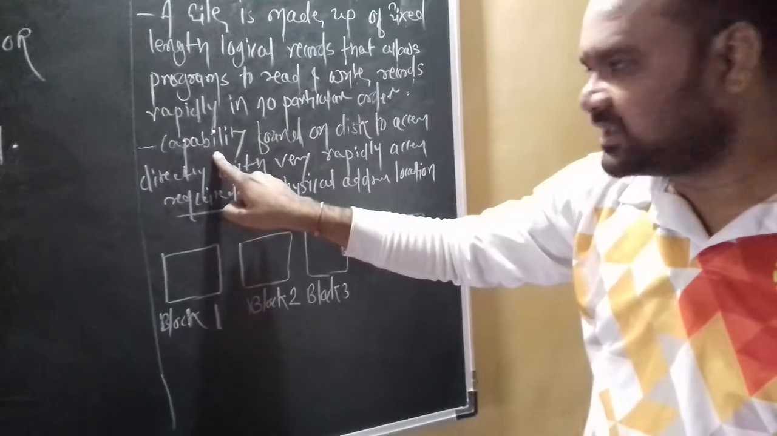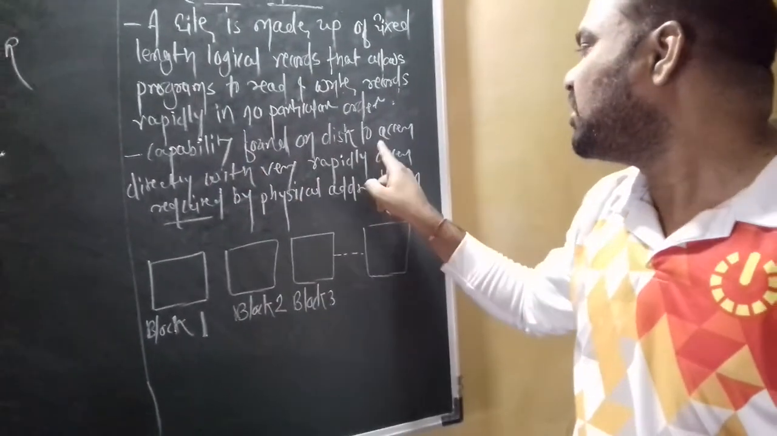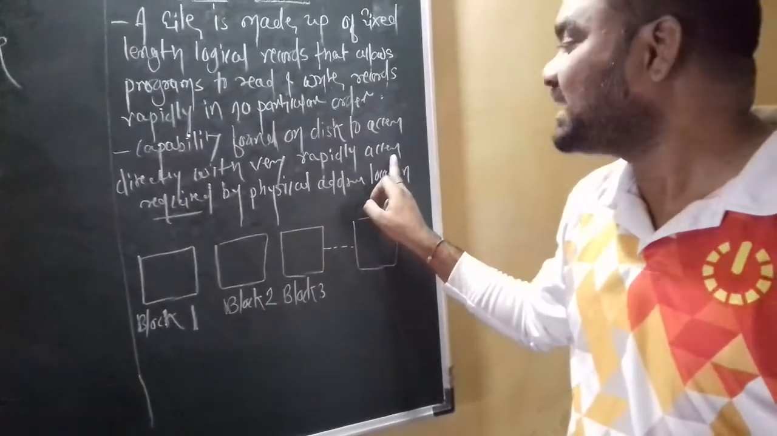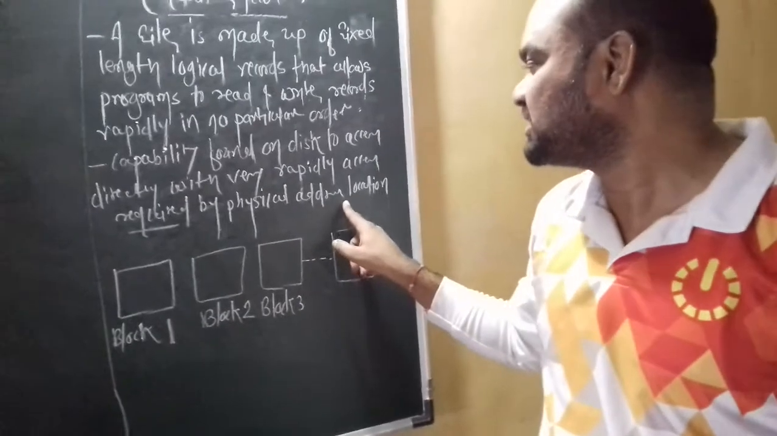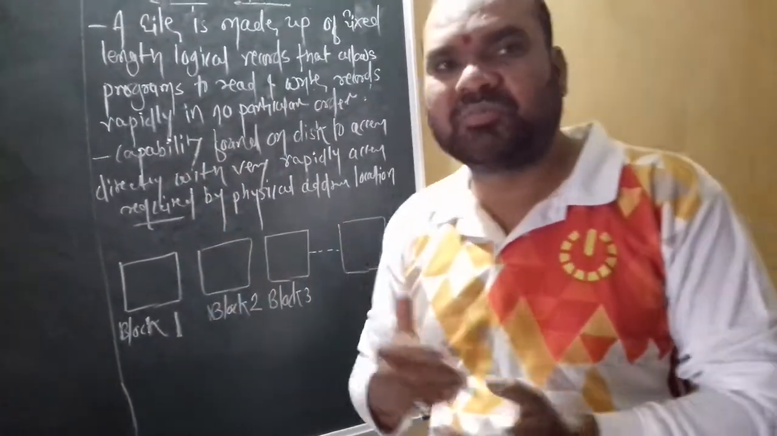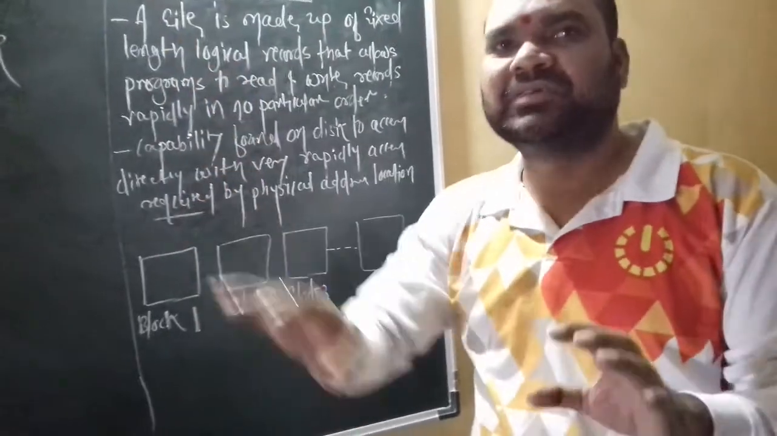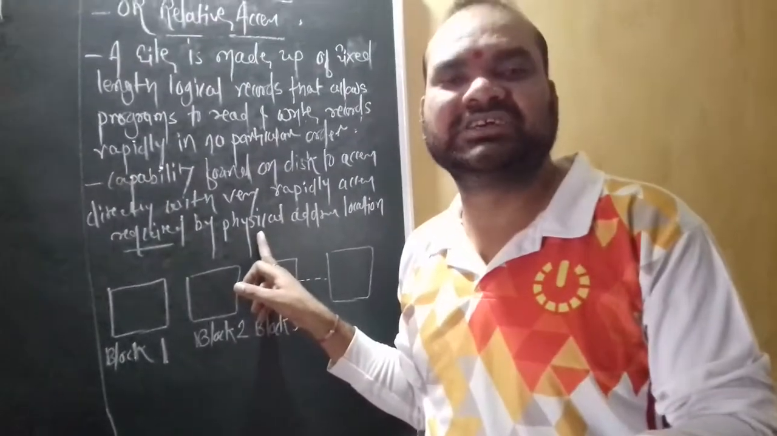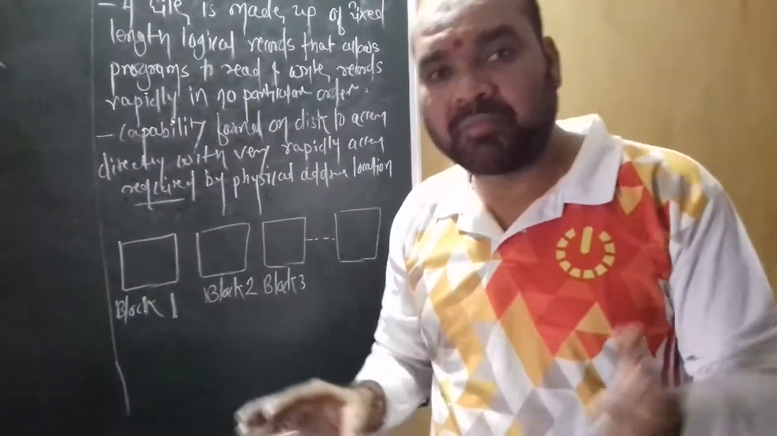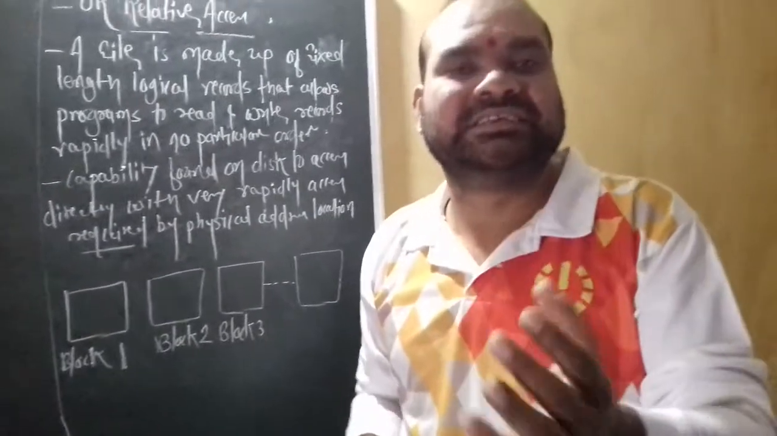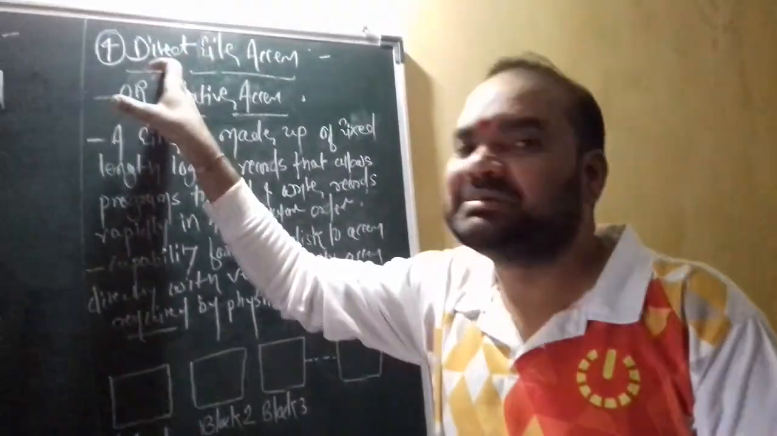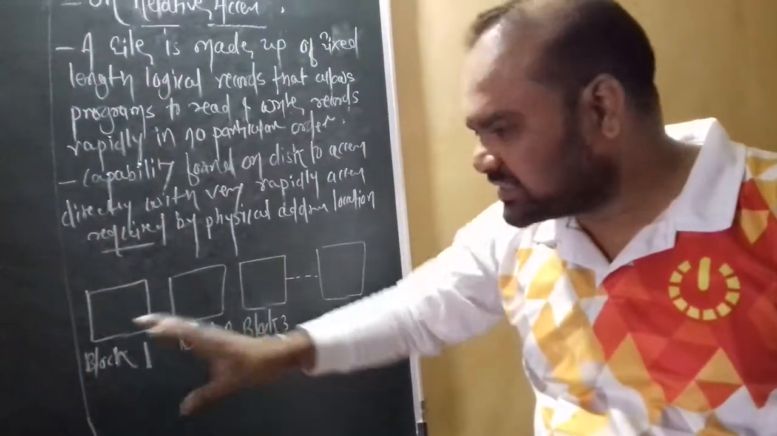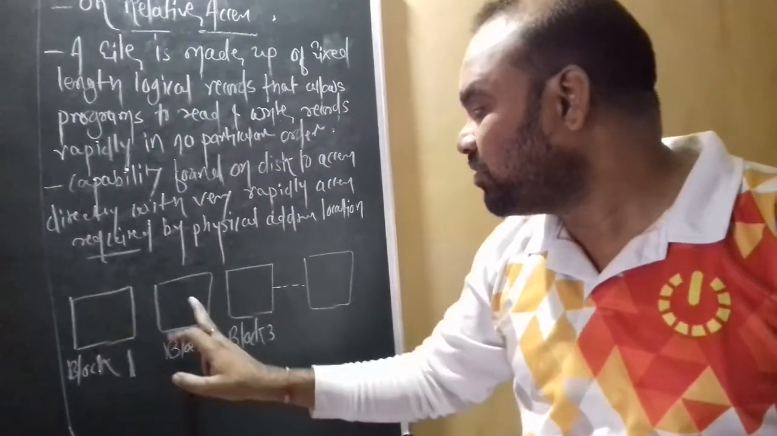Okay, now the next point is the capability found on disk to access directly, very rapidly, as required by physical address locations. Okay, means whenever we want a particular record by this method, we focus on the physical location. Once we get the physical location, we can easily find the particular record, very rapidly, very fast. This is a very special feature of this method, and that feature is not available in any other methods.